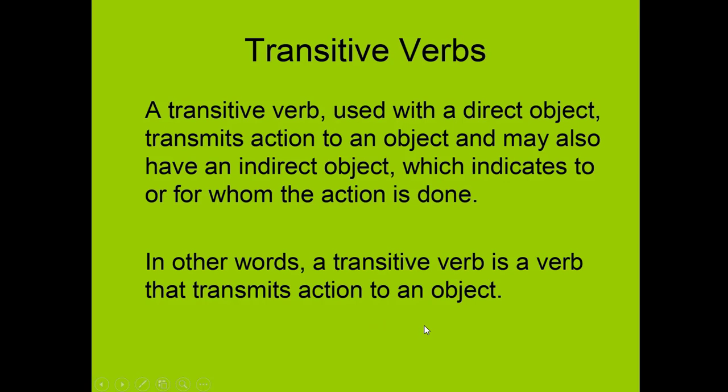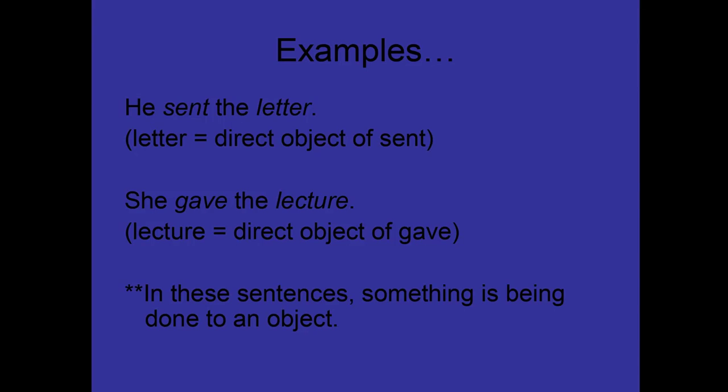So again, if I want to know what is a transitive verb, the verb needs to have a direct object. Also, it may have an indirect object. So two objects or just one object. Let's take some examples. He sent the letter. Letter here is the direct object of sent. Another example. She gave the lecture. Lecture is the direct object of gave.